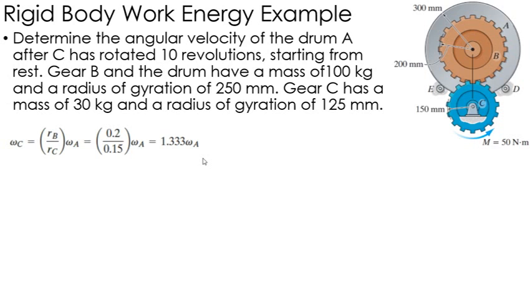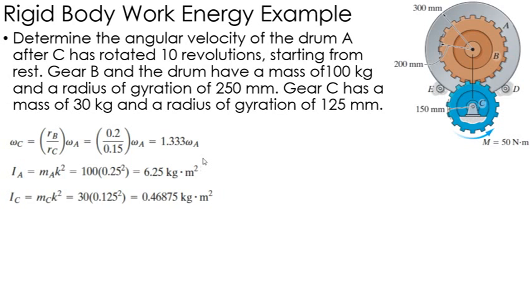The other thing that I have is the moments of inertia. I just use the radius of gyration. So I take the radius of gyration squared times the mass of each one, and I get a moment of inertia of A and C as shown here.